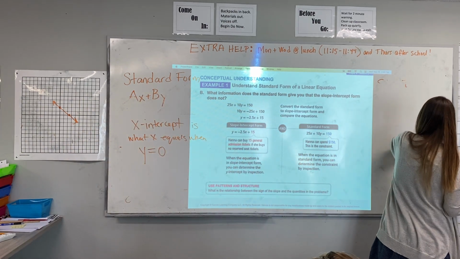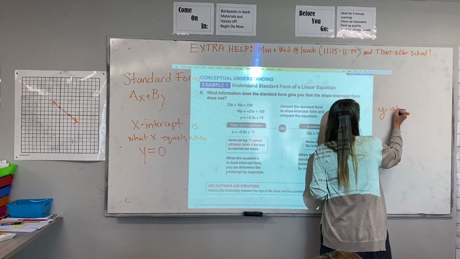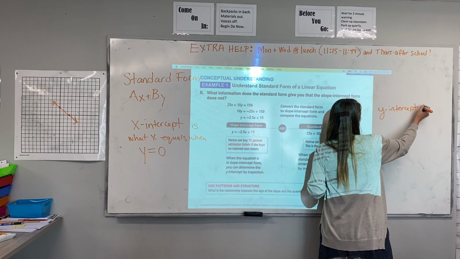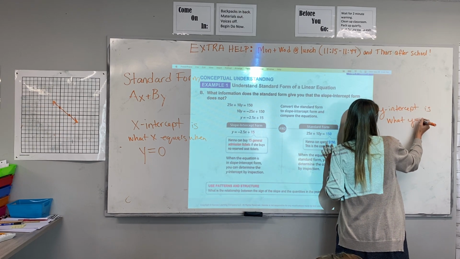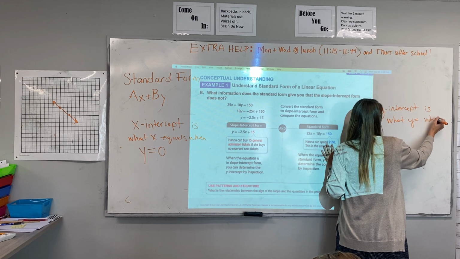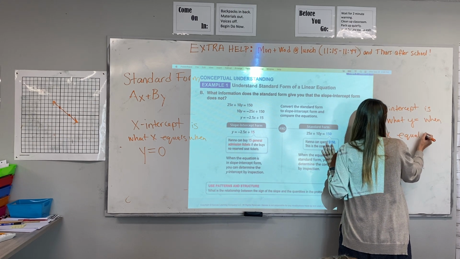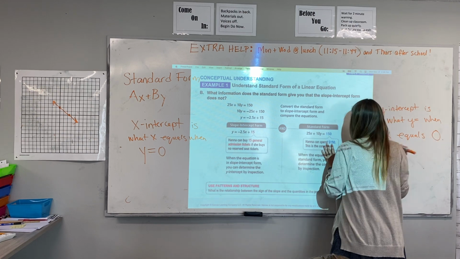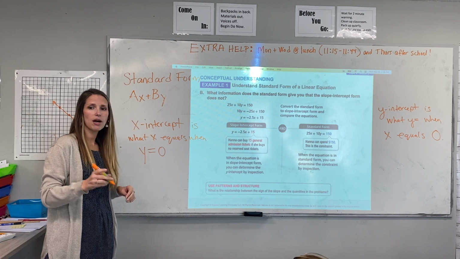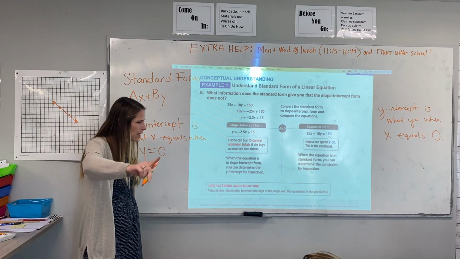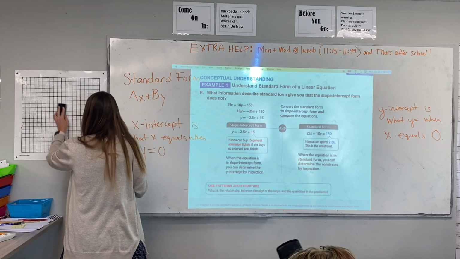What is the y-intercept? The y-intercept is the value of y when x equals 0. That does not make sense. Okay, I'll make it make sense for you. Challenge accepted.